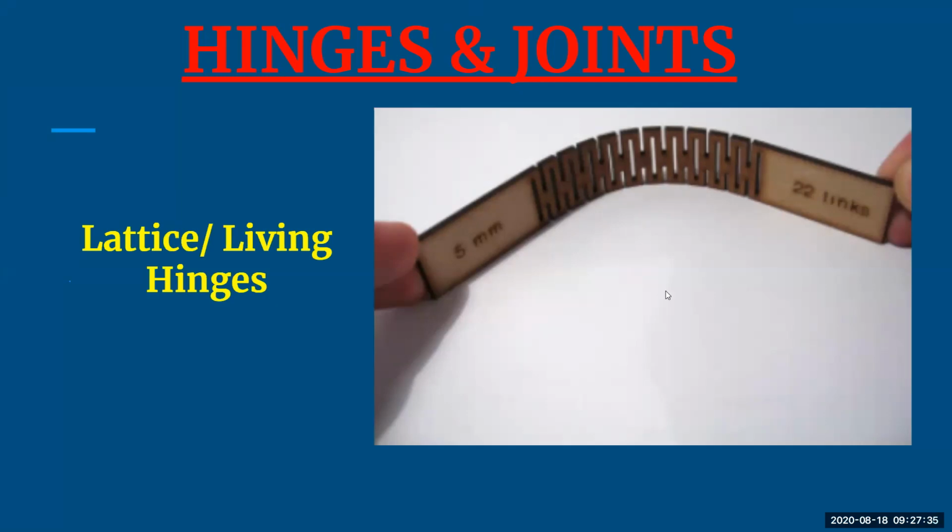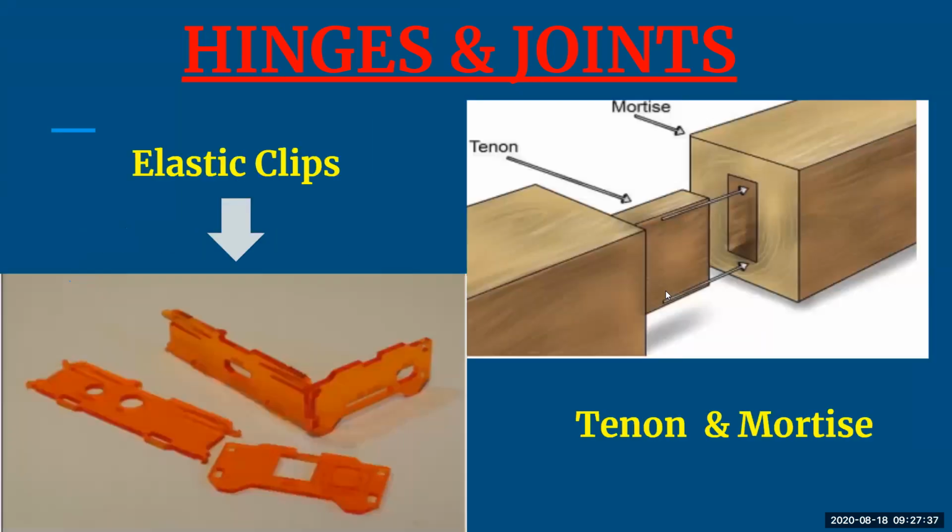Next is your elastic clips. This is also something designed with the help of your laser cutter, and it is also part of a joining technique. This really helps you to join structures like tenon and mortise. You can see the structure on your screen, tenon and mortise. Whenever you're joining two sheets of material at 90 degrees, that is your tenon and mortise. And when you want to hold them, you can use these plastic clips, that is nothing but elastic clips, which will help you to hold.